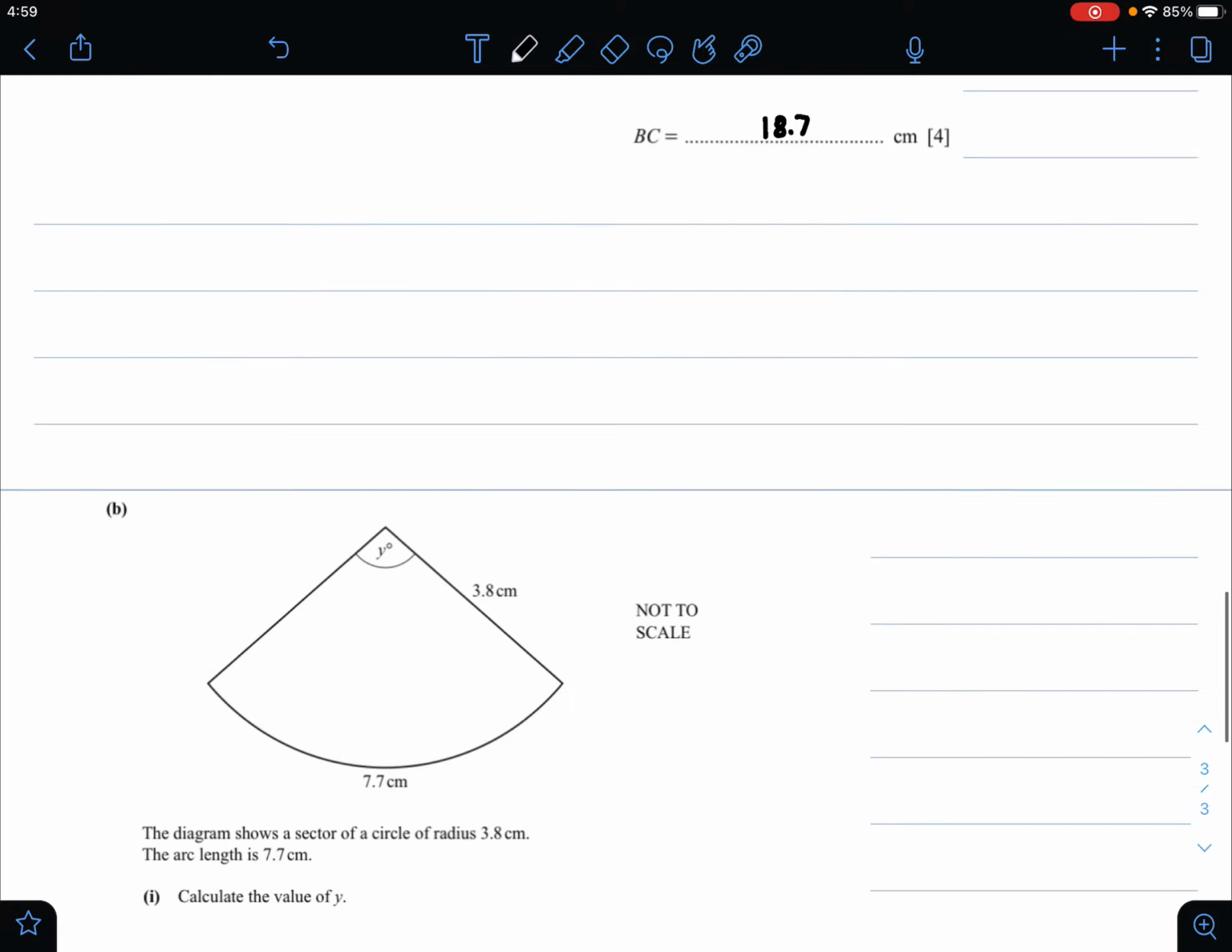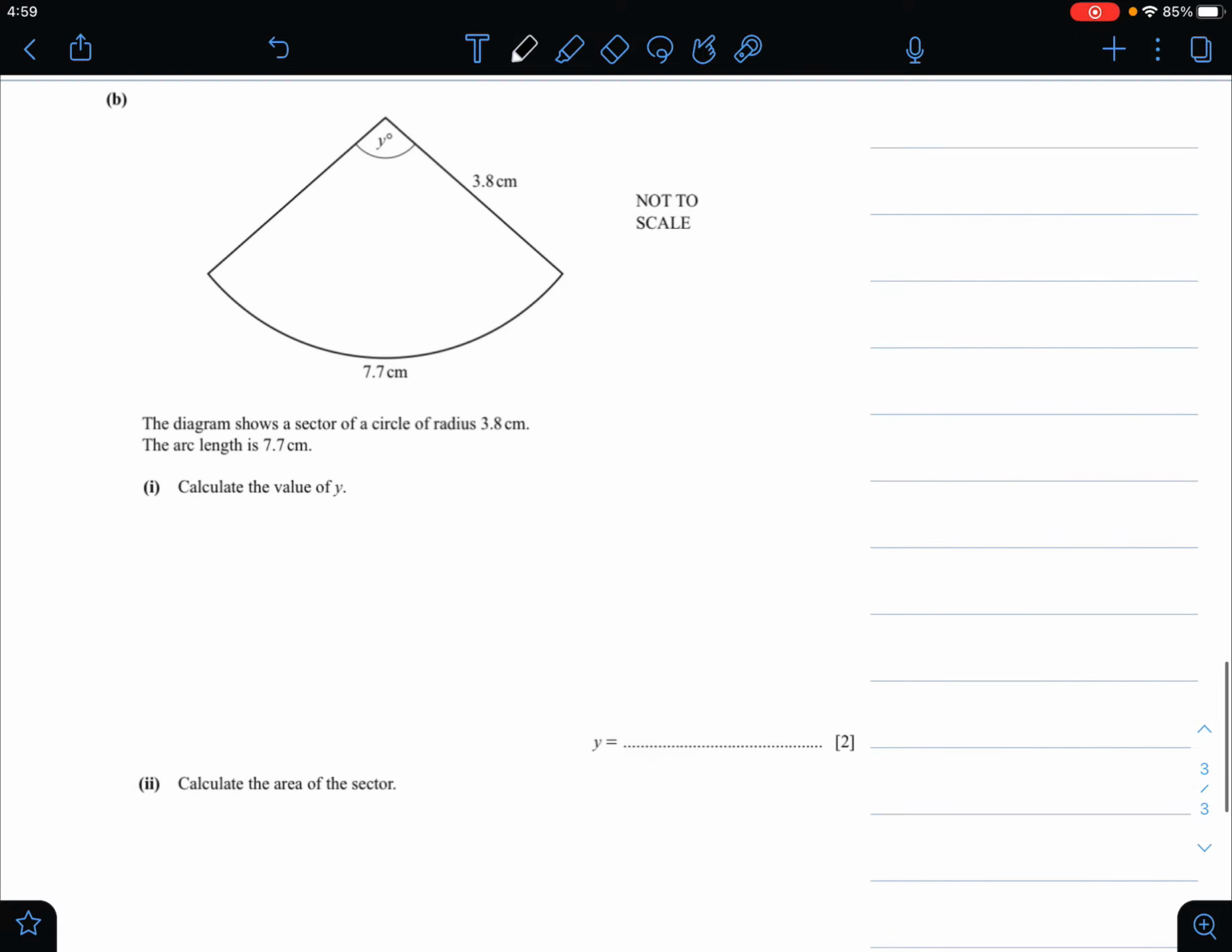Now let's move to part B. So for B part 1, they are asking us to find the value of y, and they've given us the length of the arc. So the formula to find the length of the arc is m by 360 multiplied by the circumference of the circle, the formula of a circumference of the circle, that is 2 pi r or pi d. Now in this case, m, as they've given it to us as y, so we'll substitute that, which is equal to the arc length, which is 7.7, and they've given us r as 3.8. So now all we need to do is solve for y.